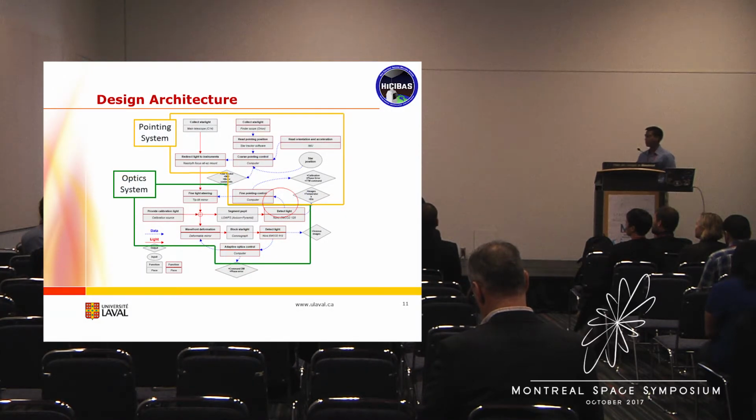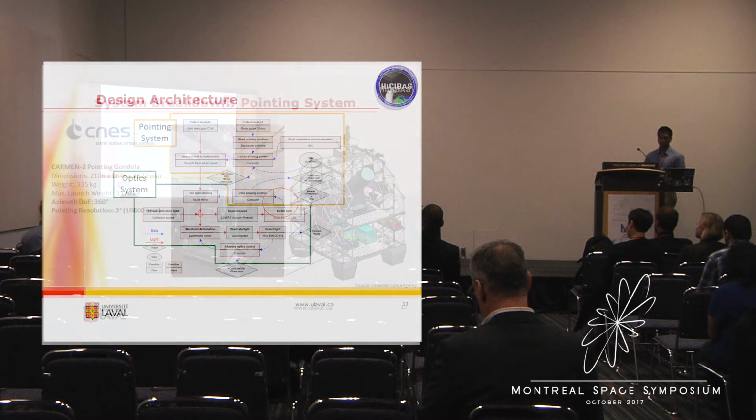That's exhausting, I know. But what you need to know about this slide is basically we have a pointing system up here and the optics system down here. And what's really important to note is this little loop right here, this little feedback. Because our pointing system, as good as it is going to be, we're not going to be able to get that ultra fine precision that we want. So we're going to rely on our optics system to give us that extra bit of precision, that sub-milli-arcsecond precision that we want.